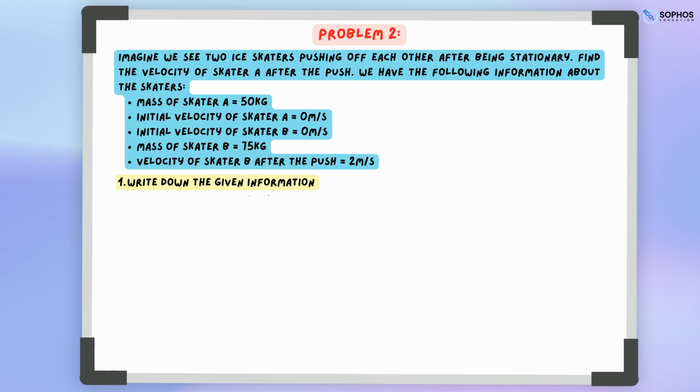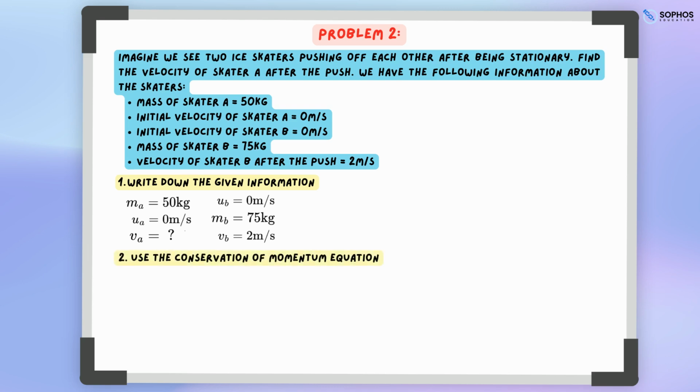Let's start with the information we have been given about skater A. We are told that their mass is 50 kilograms and their initial velocity is 0. Their final velocity is the unknown that we are trying to find in this question. Now for skater B, we know that their initial velocity is also 0, that their mass is 75 kilograms, and that their final velocity is 2 meters per second.